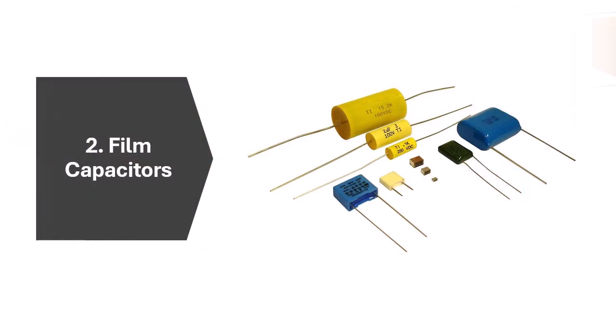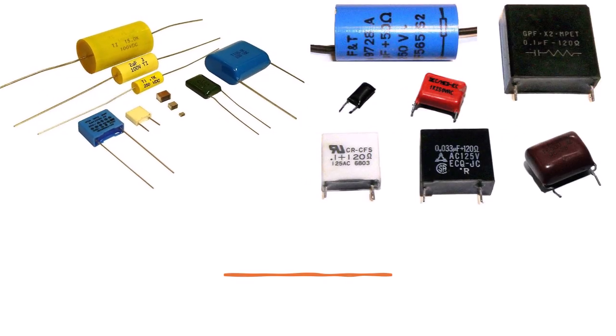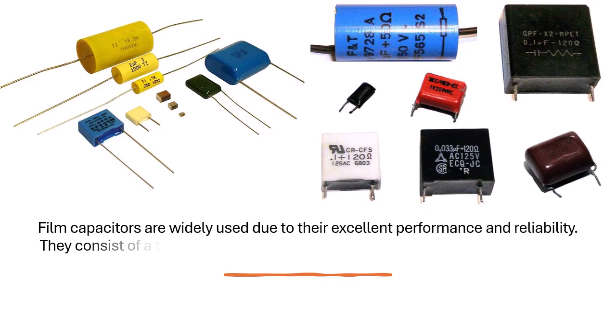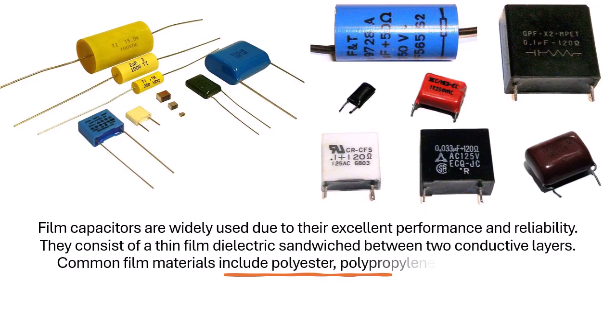2. Film capacitors. Film capacitors are widely used due to their excellent performance and reliability. They consist of a thin film dielectric sandwiched between two conductive layers. Common film materials include polyester, polypropylene, and polystyrene.